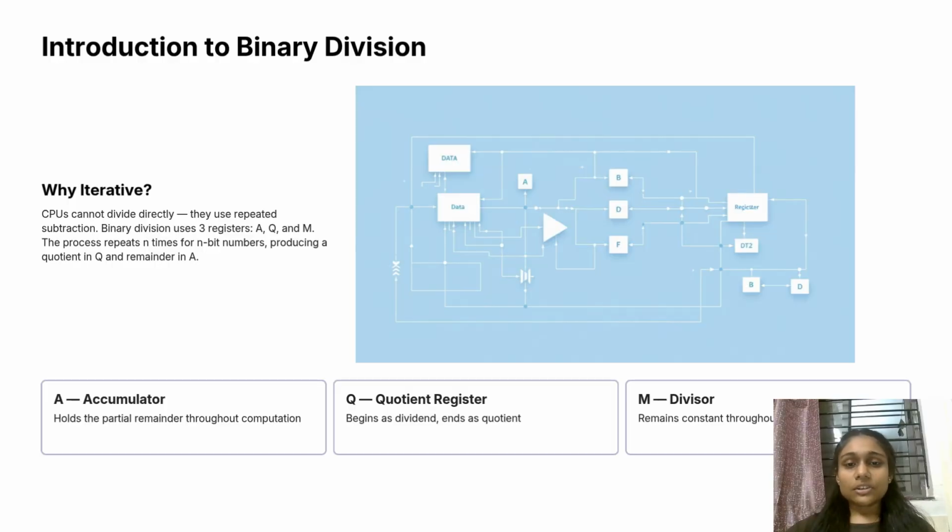A is the accumulator which stores the partial remainder. Q initially contains the dividend and finally gives the quotient. M is the divisor and remains constant throughout the process.